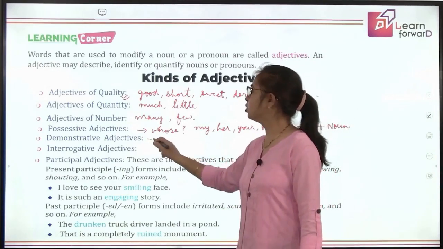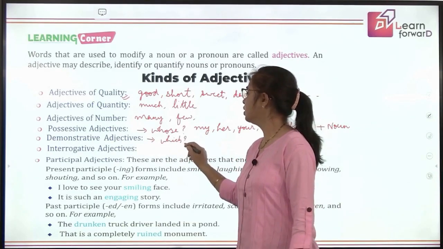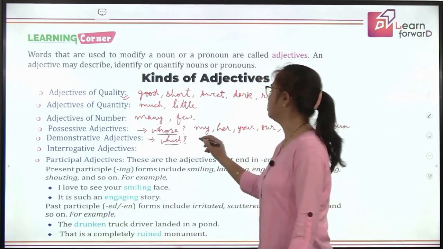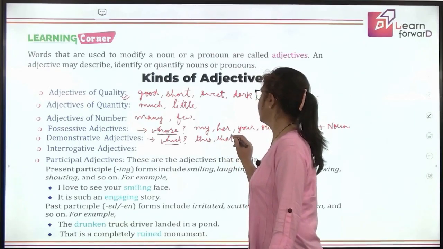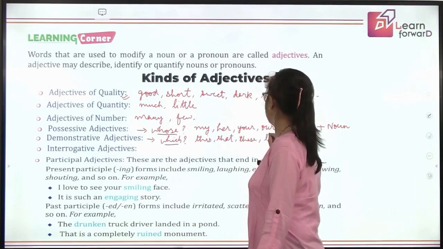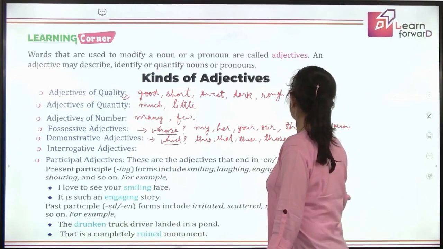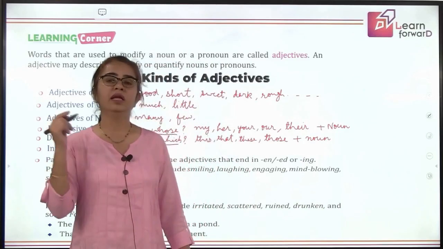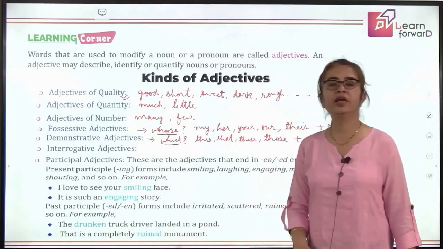Coming to next is demonstrative adjectives. So they give an answer to which? So here also, just like demonstrative pronouns, the words are the same, children. This, that, these, those, same words. But what is the difference? These words here are followed by a noun. Then they are adjectives. If they are not followed by a noun, then they are demonstrative pronouns, right? Coming to next, interrogative adjectives.